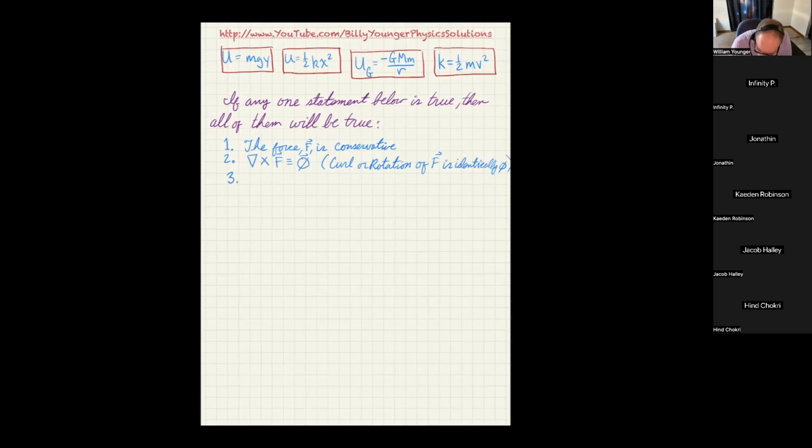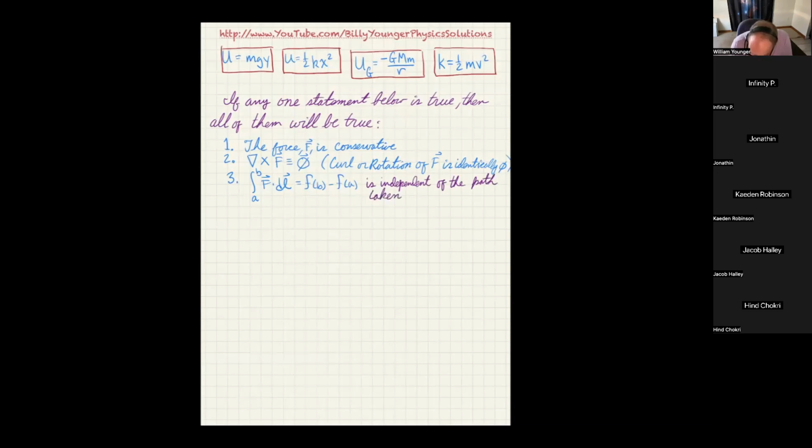Another one of the rules is that the integral from, let's say, A to B of f dot dl is actually equal to some other function, f of b minus that same function again, but f of a. And this means the integral is independent of the path taken.